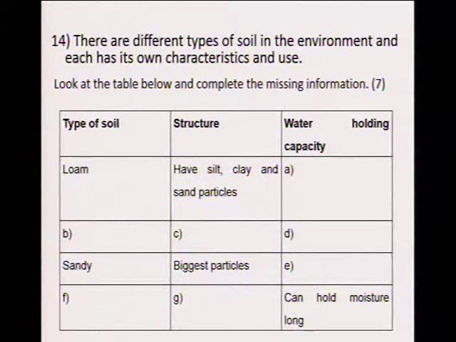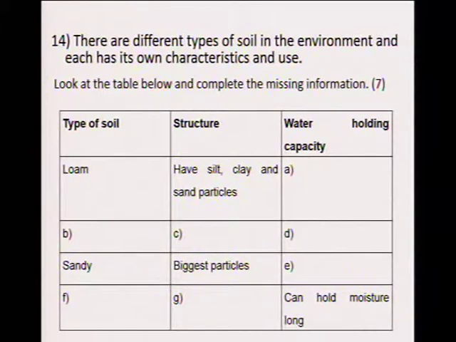And question 14, there is a table below. There are different types of soil in the environment, and each type of soil has its own characteristics and uses. By looking at the table below, complete the missing information. All in all, that question is weighing 7 marks.